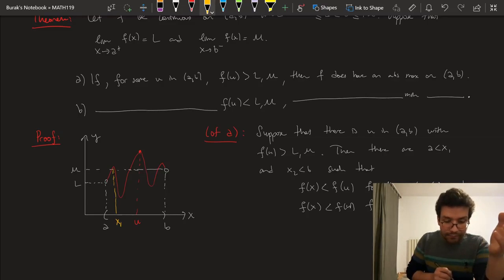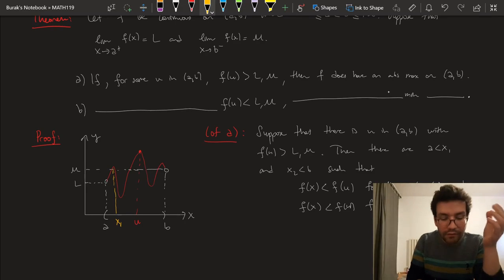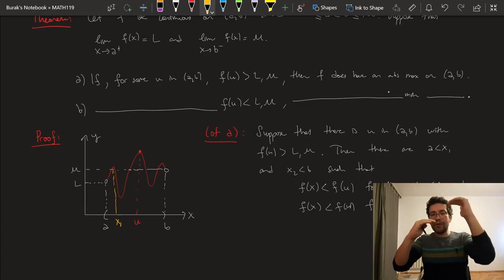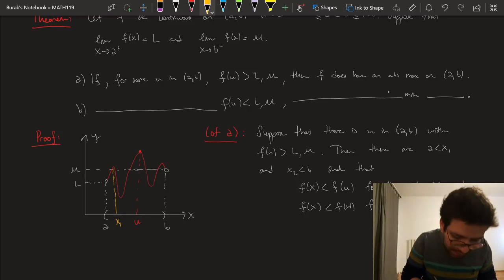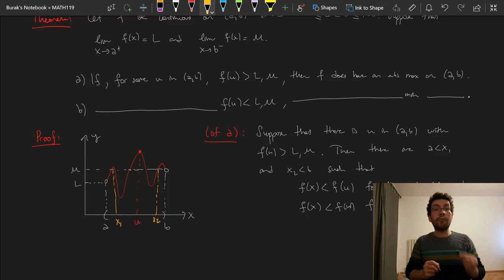And similarly, because the left limit of f at b is M, and M is strictly less than f(u), if you get sufficiently close to b, there will be some point x2 on the right of which all the values will be strictly less than f(u). Okay?